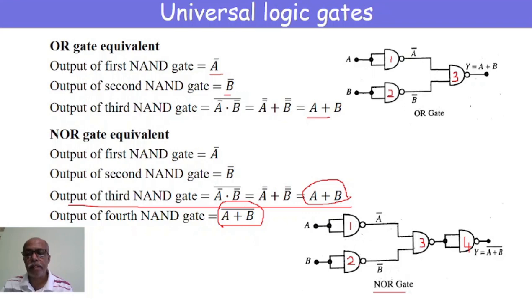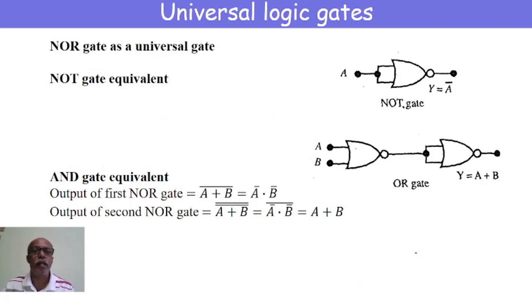The first and second NAND gates complement the inputs A and B, which are applied to the third NAND gate to get the output A or B. And this A or B is further complemented by making use of the fourth NAND gate in order to get the NOR gate output. This is how we can realize different gates by making use of NAND gates.